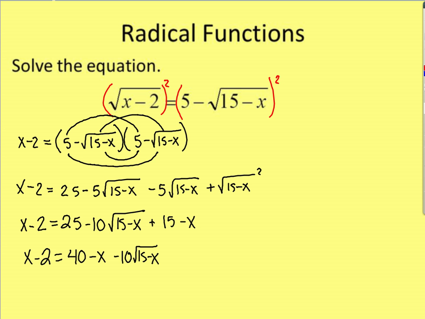Now we just have one radical, so we're going to get everything that doesn't have a radical on the left side. Everything that is inside the radical will stay on the right side. So we're going to take the 40 and subtract it to the other side. We're going to take that negative x and add it to the left side. So that'll leave us with 2x minus 42 is equal to negative 10 times radical 15 minus x. Now we need to get rid of that radical, so we can square both sides of the equation.